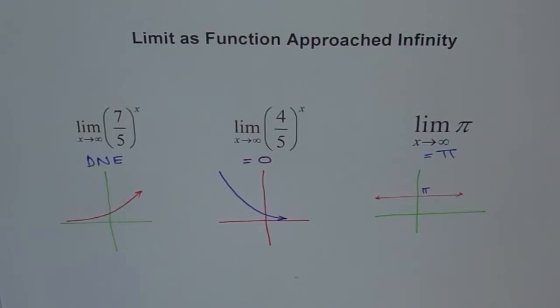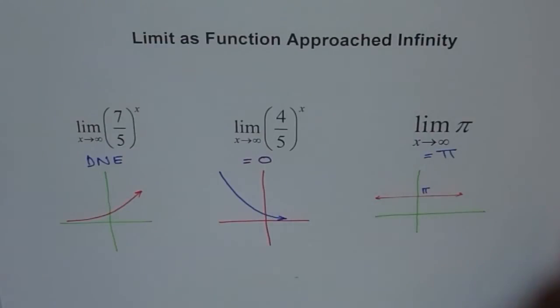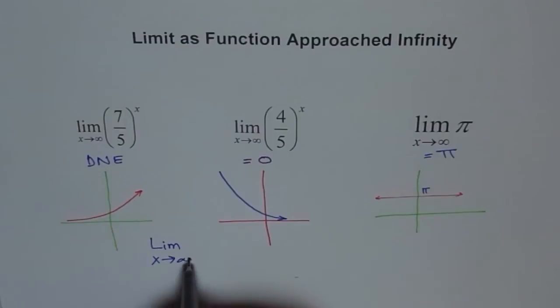You can have some more. Very interesting is our reciprocal function. The reciprocal function is 1 over x, correct? So for 1 over x, you can find the limit as x approaches infinity. This you can try. Now 1 over x, you can sketch a graph and it approaches 0.